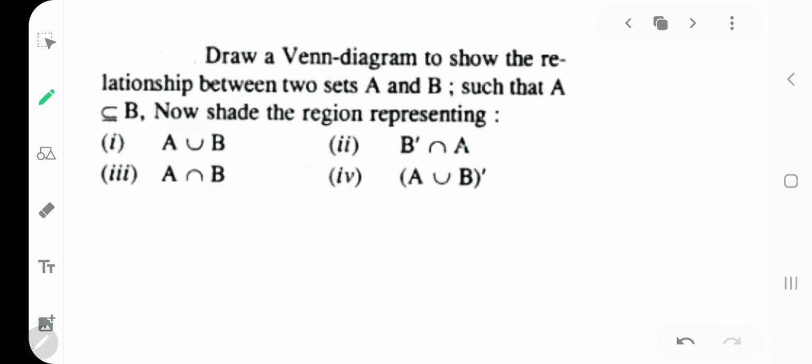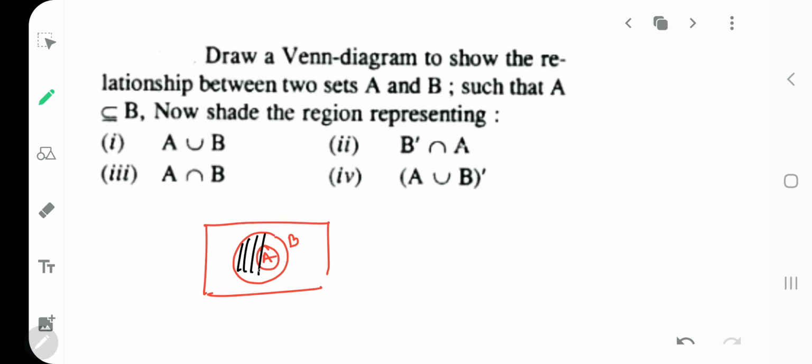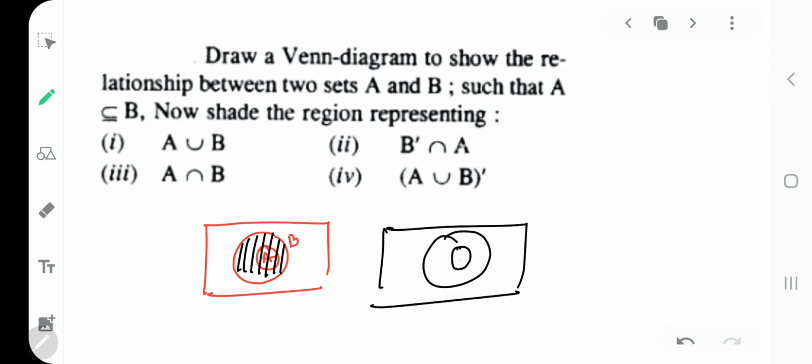Next is you have to draw a Venn diagram to show the relationship between A and B such that A is a subset of B. So in your Venn diagram, you have to make B the bigger one and A inside it so that it becomes a subset of B. Now you have to shade the region A union B. In this, if you want to shade the region A union B, so it will be entire A and B together. Okay? Again, you have the same. A is a subset, so A will be inside, B outside.